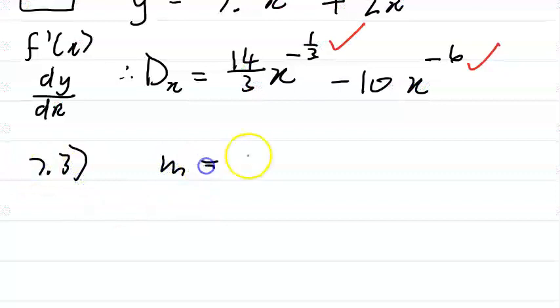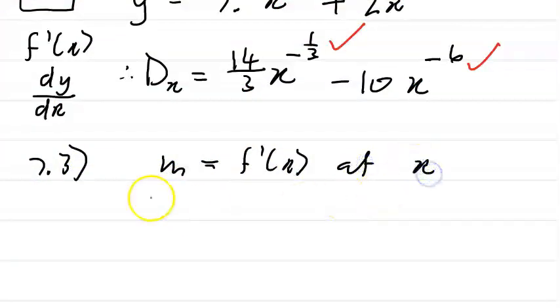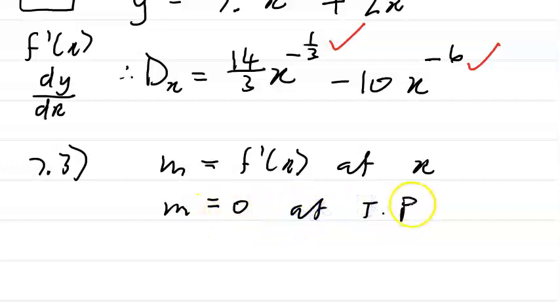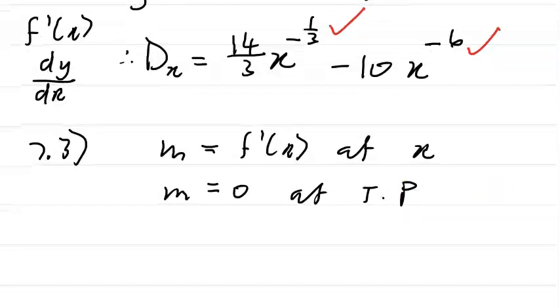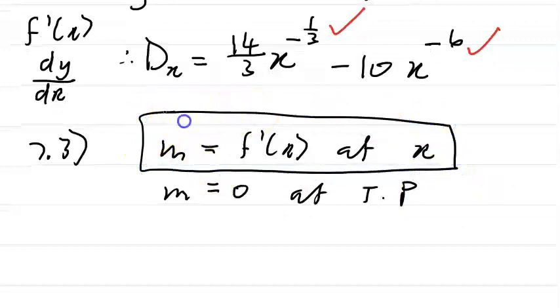Remember that the gradient m equals f prime of x, and something that we need to know is that at our turning point, our gradient m equals 0. So our gradient equals 0 at our turning point. So your gradient there is equal to 0. That's where everything is going to change. So this is important for us to know. The gradient m equals f prime of x.